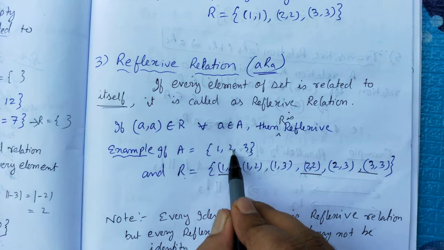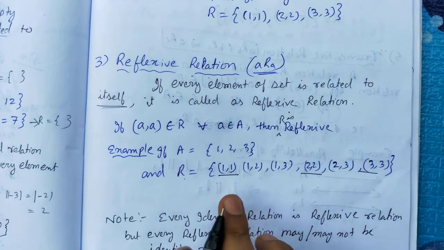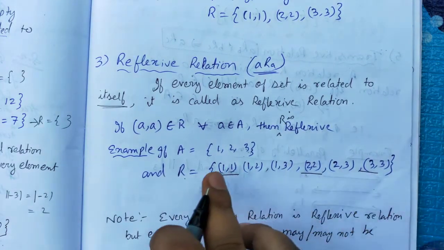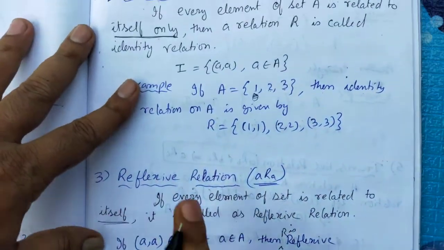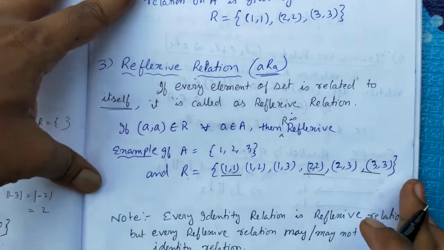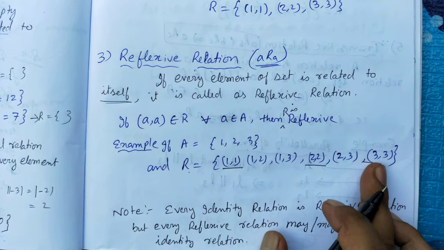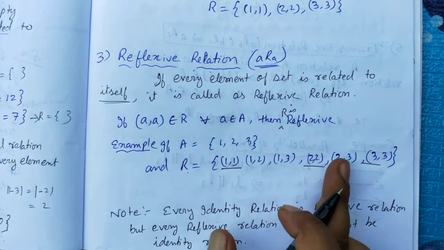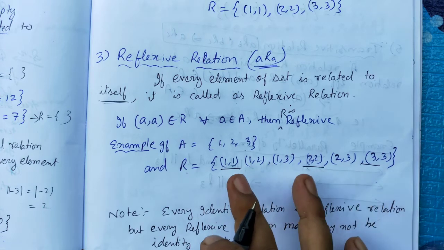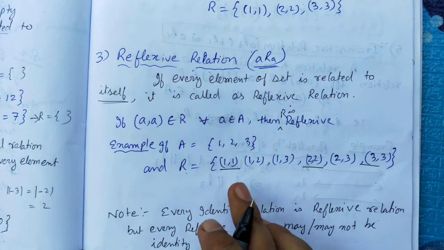2 is related to itself, 3 is related to itself in this set. So you can say that R is reflexive. But this R cannot be identity, because in identity it says itself only and there cannot be other terms. So in reflexive you can see (1,1), (2,2), (3,3). They are related to itself, but there are other ordered pairs also. Clear?